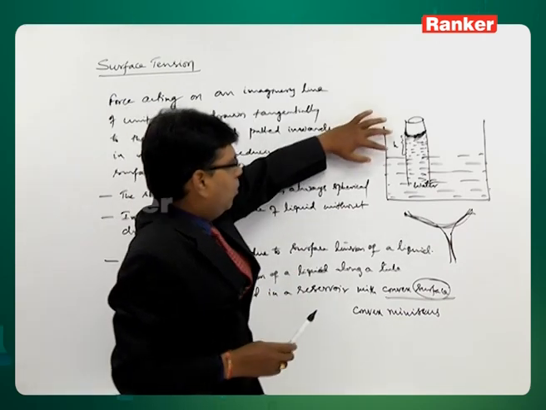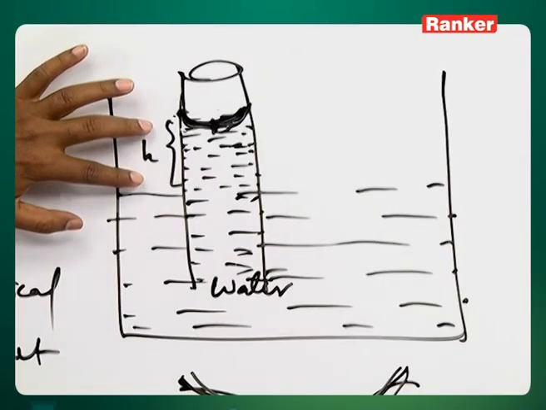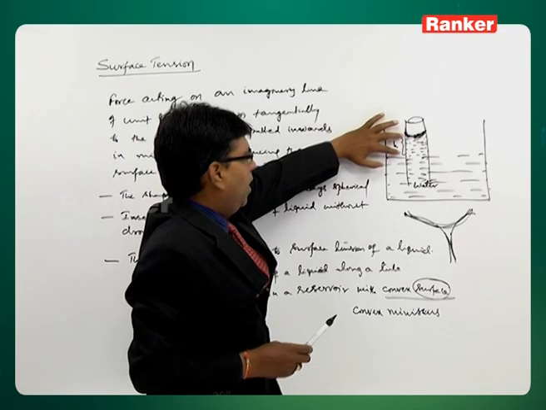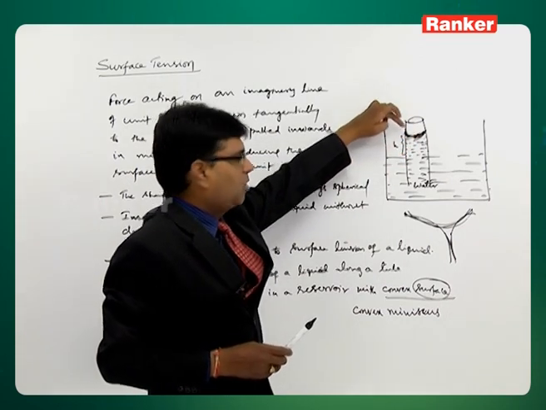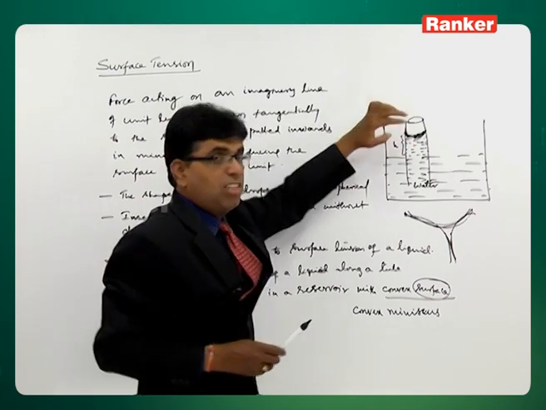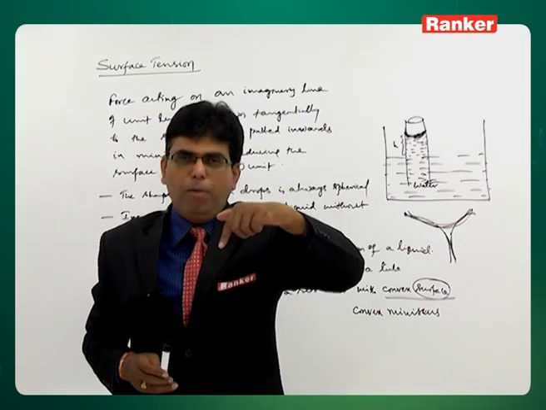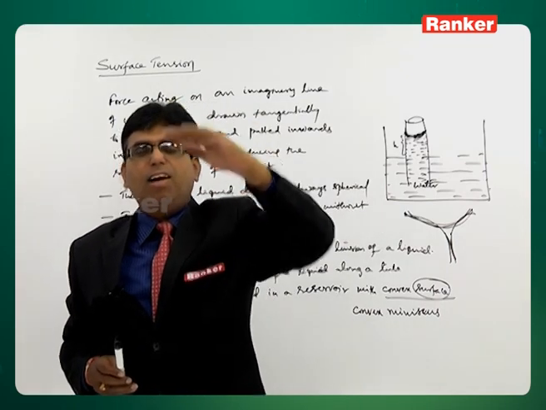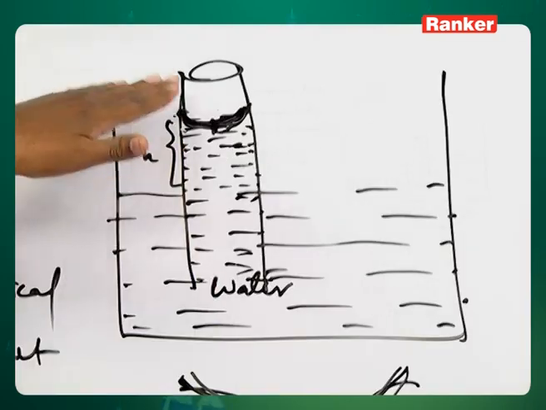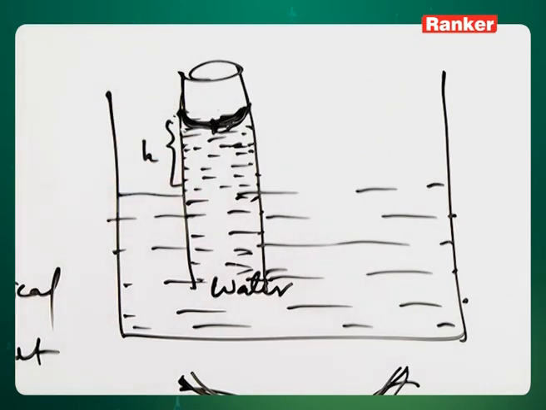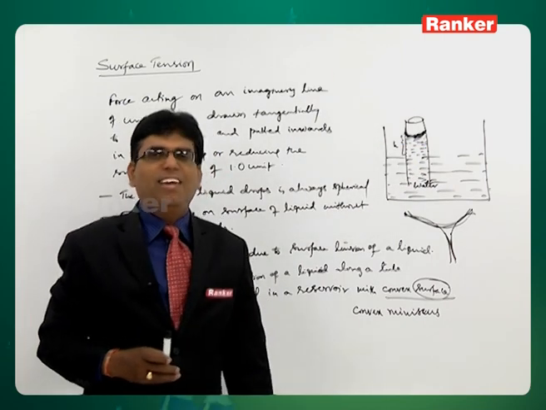Till that, to what height this liquid rises depends on the mass of the liquid, such that the surface tension balances the gravitational pull. Till that height it will increase, right? So at this height the surface tension of the liquid becomes equal to the gravitational force. Till that height the liquid rises.